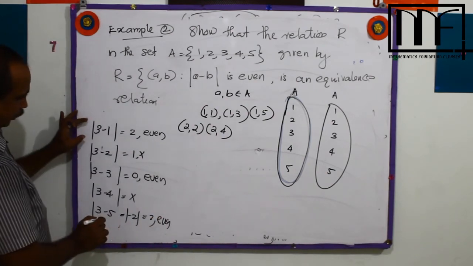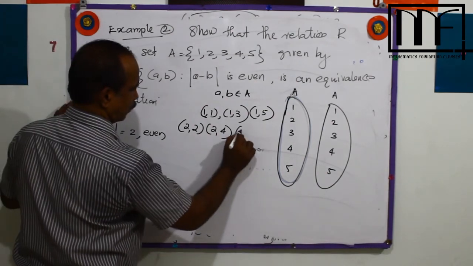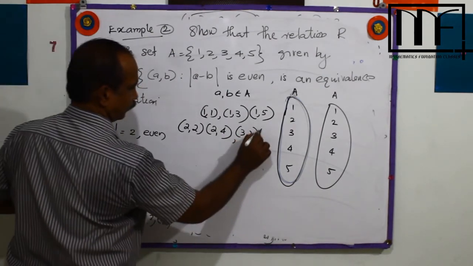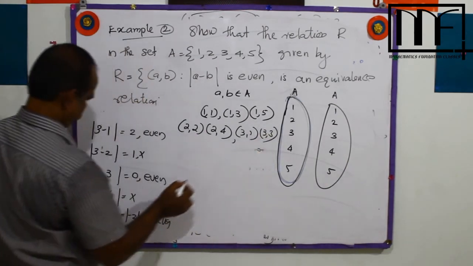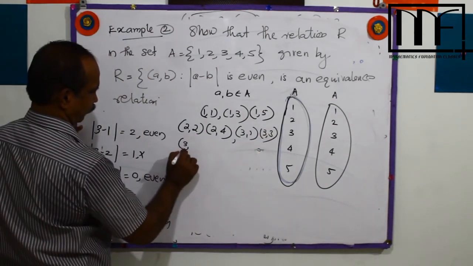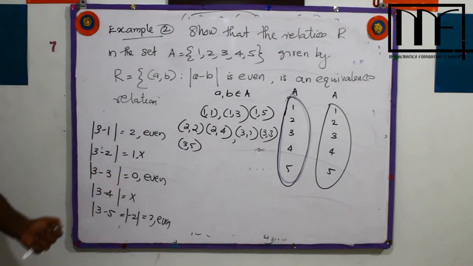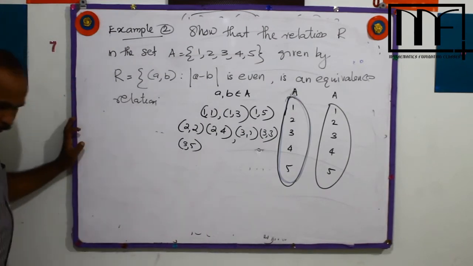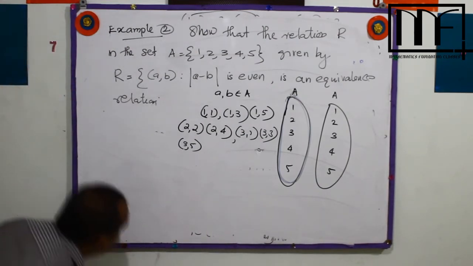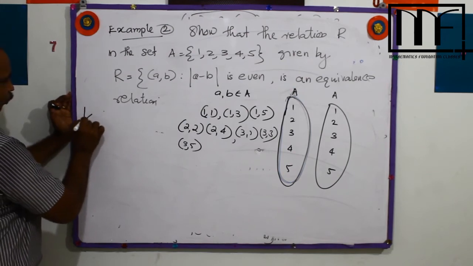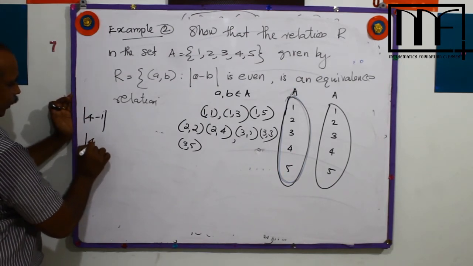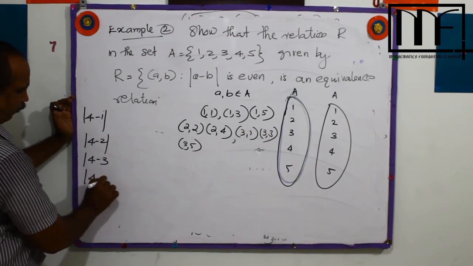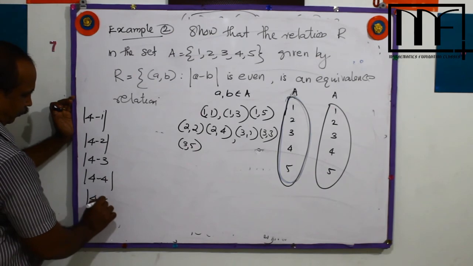There we have 3 pairs here: 3 1, then 3 3, and 3 5. Next we can take 4 from the domain, that is modulus 4 minus 1, modulus 4 minus 2, modulus 4 minus 3, modulus 4 minus 4, modulus 4 minus 5.